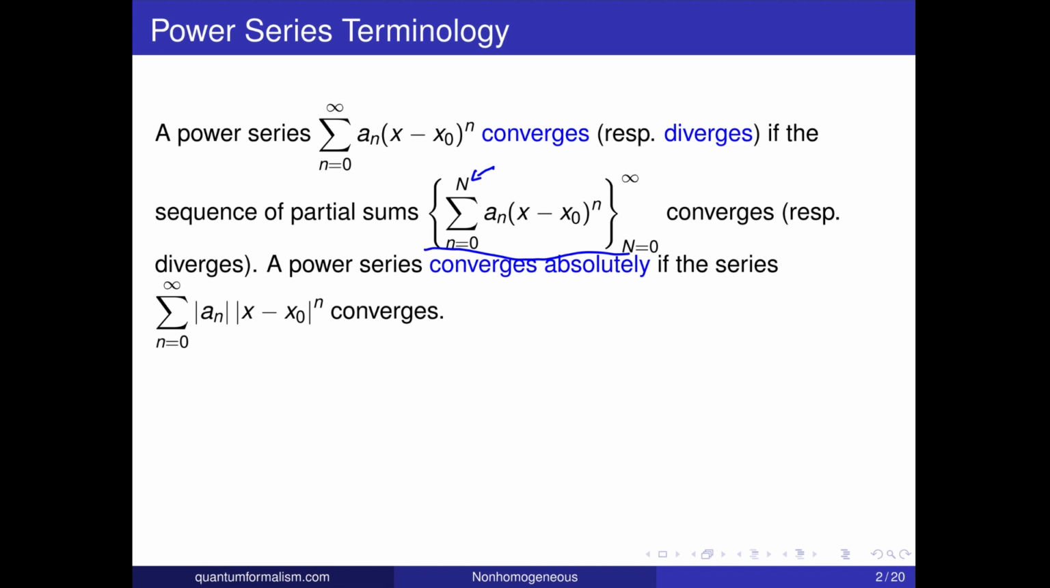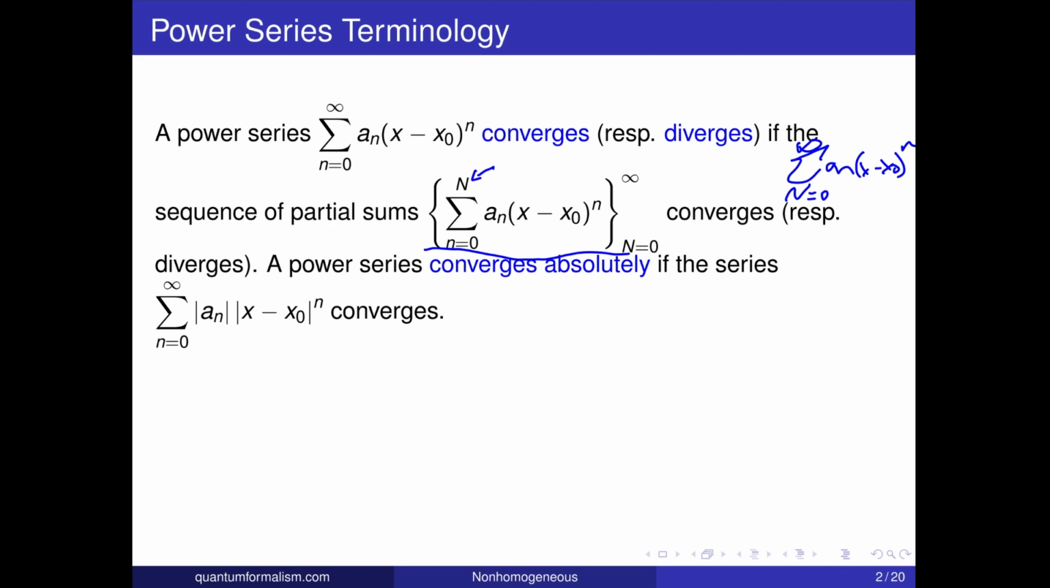Another way to look at this is the series will converge if the tails of all these partial sums go to 0. That would be the sum where you start at capital N and look at all the remaining terms. These need to go to 0 as capital N goes to infinity.